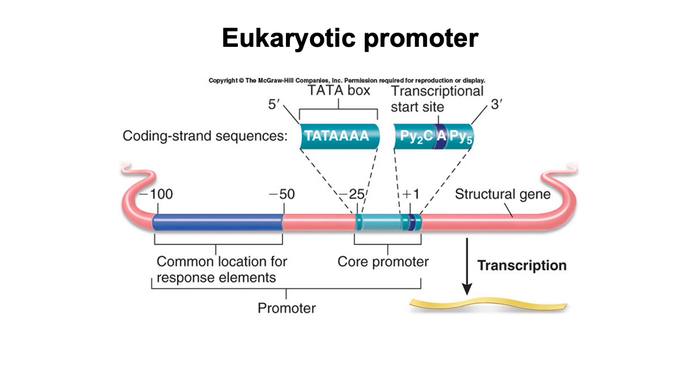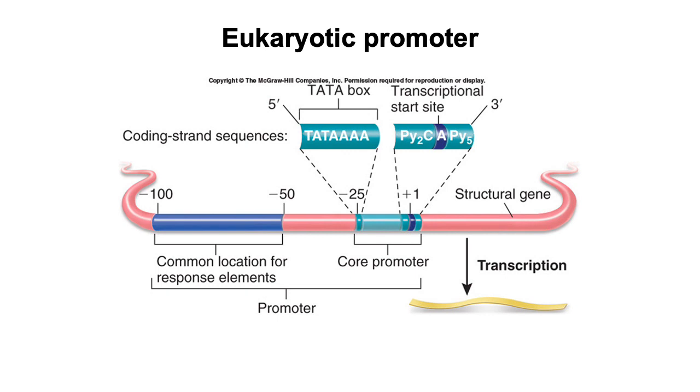So here's a really simple diagram of a eukaryotic promoter. And the structural gene is shown there, so that's the actual coding sequence. And instead of having operators and promoters like we were talking about in prokaryotes, you have this sequence called the core promoter. And that core promoter is composed primarily of 2 different components.